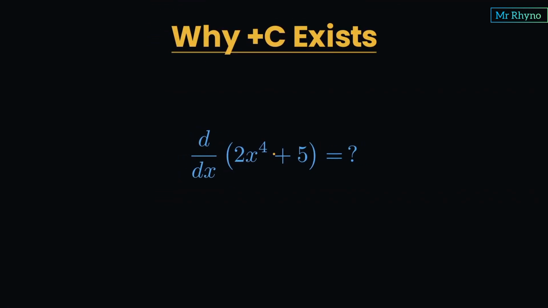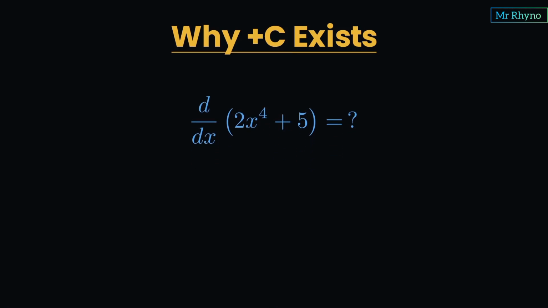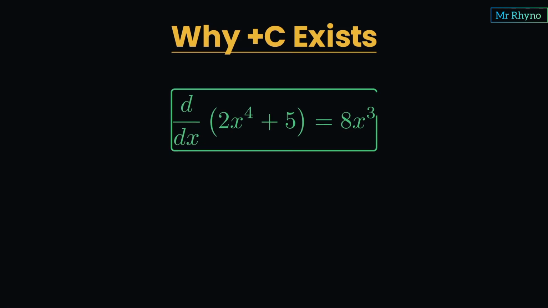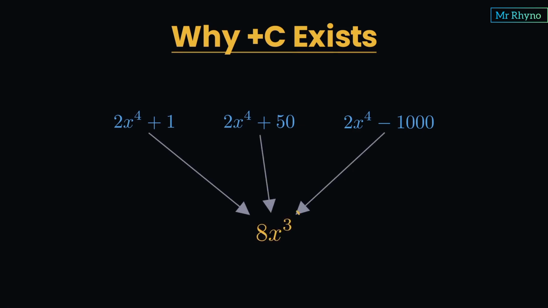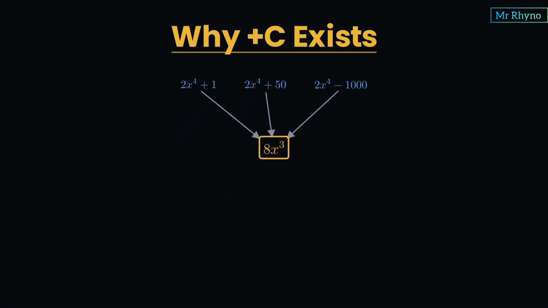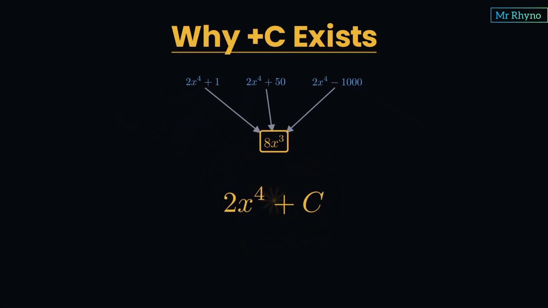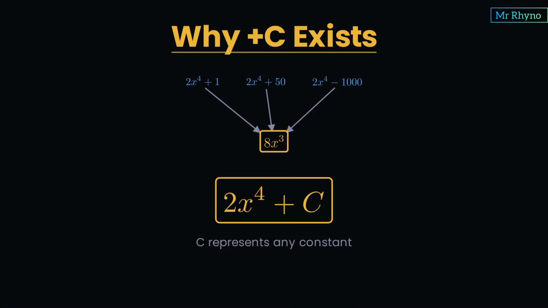But wait, is 2x to the 4th plus 5 also correct? Let's differentiate it. What about 2x to the 4th minus 100? Differentiate: 8x cubed. Again, the constant disappears when differentiated. So there isn't just one answer, there are infinitely many. They all have the same derivative. That's why we write 2x to the 4th plus c. The c represents any constant.